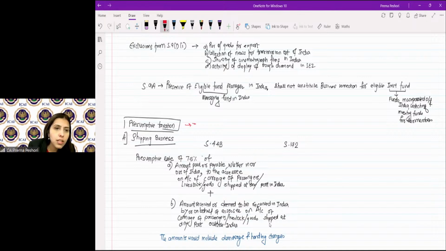So here you can write: tonnage tax scheme not applicable to the non-resident company unless they are residents due to POEM. Okay, so this is applicable only to a resident company.